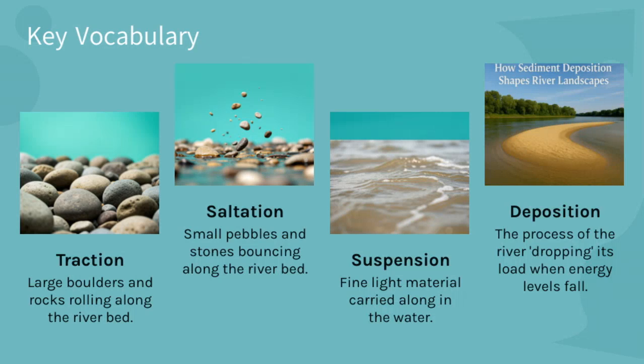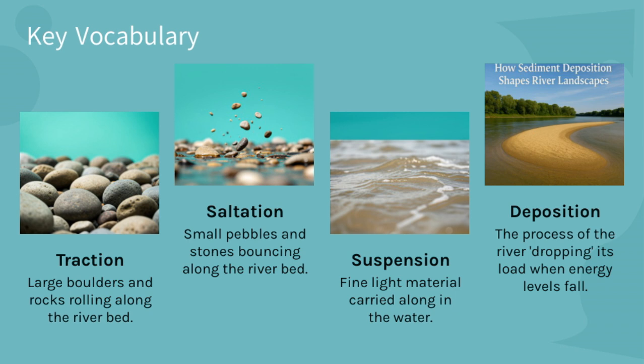Before we go further, let's go through the key vocabulary. The first term is traction. Traction is when large boulders and rocks are rolled along the riverbed. This happens when the river has enough energy to move heavy material, but not enough energy to lift it into the water. The second term is saltation.